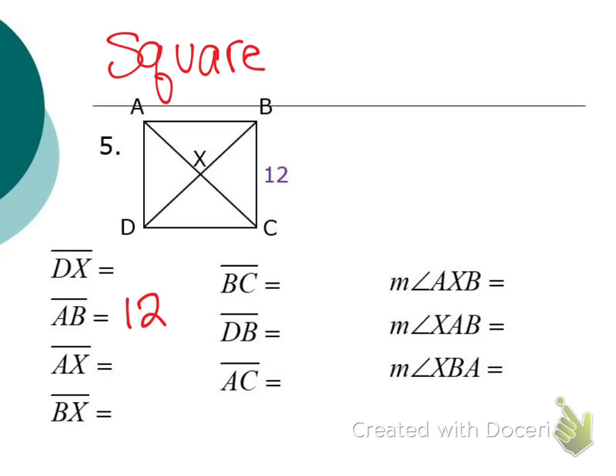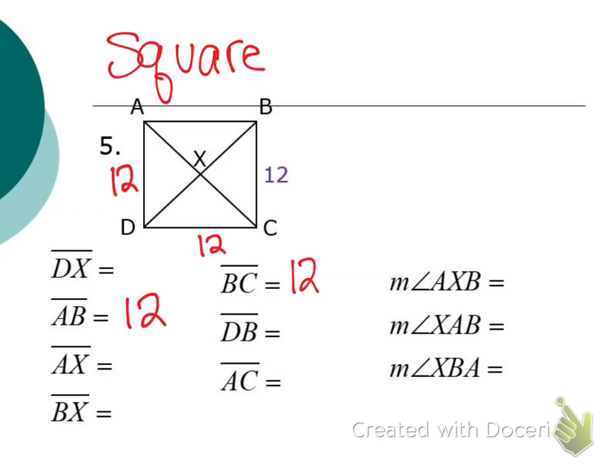AB is 12. AD is 12. I don't think they put AD on there, but it is. What else? What is BX? DC and BC. Okay, so that's the other one on our list. Okay, so we know that these are 12s all the way around.